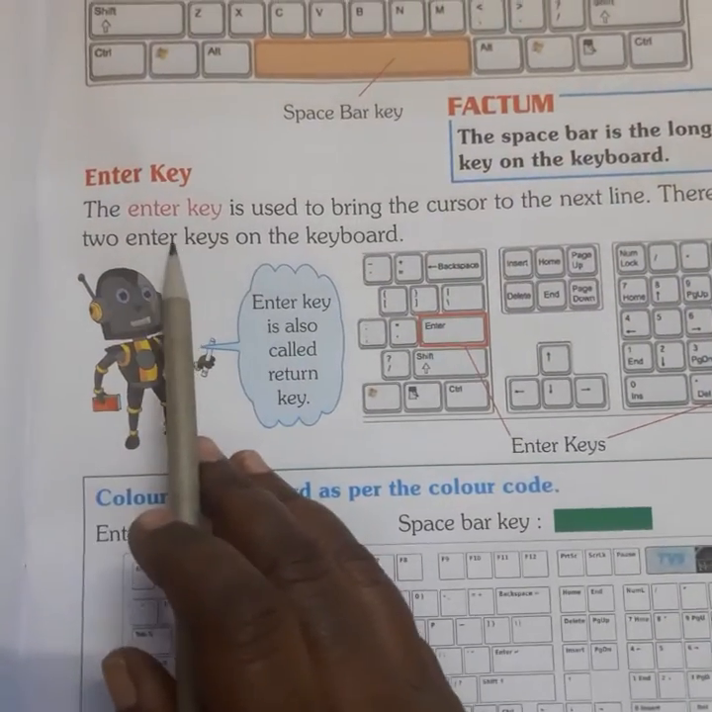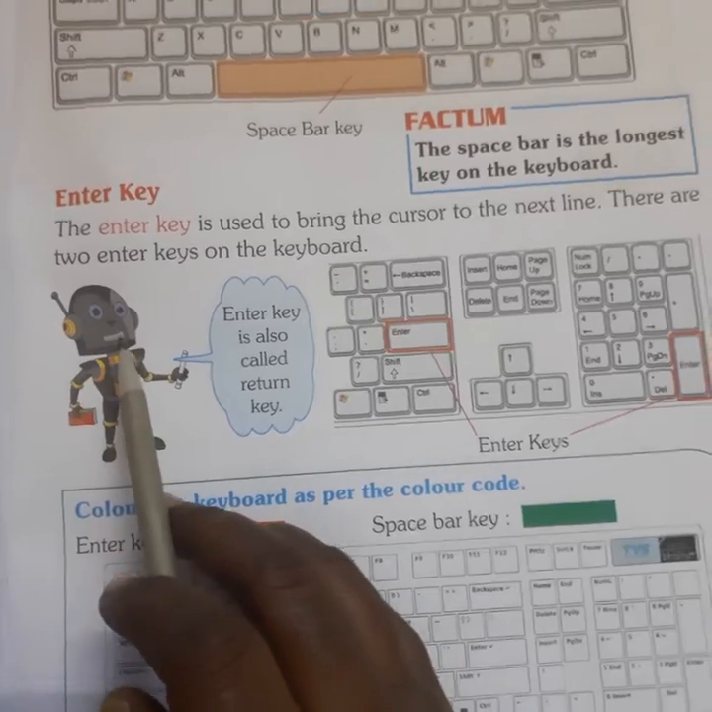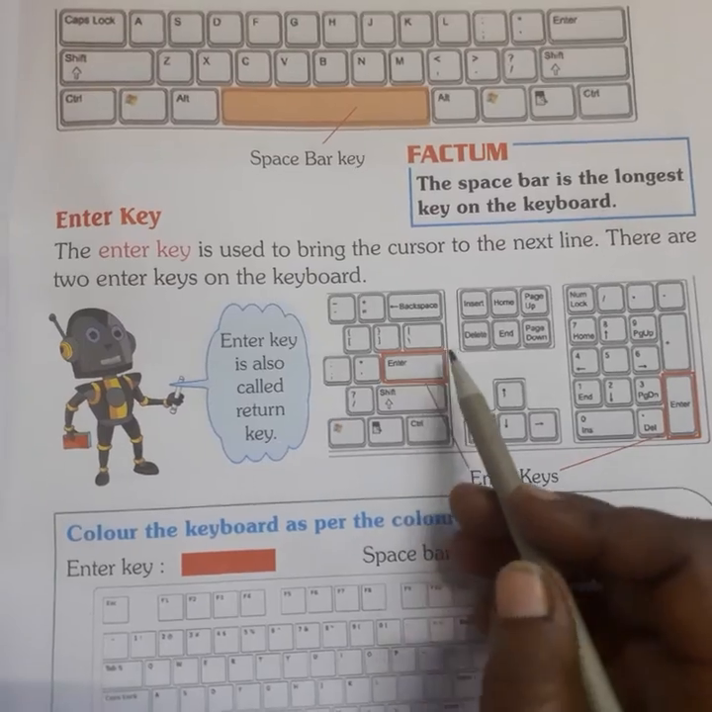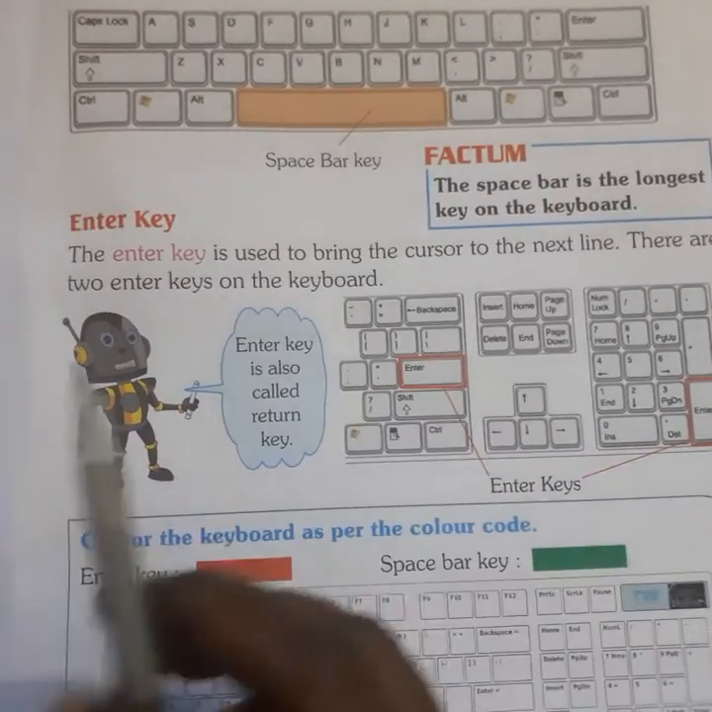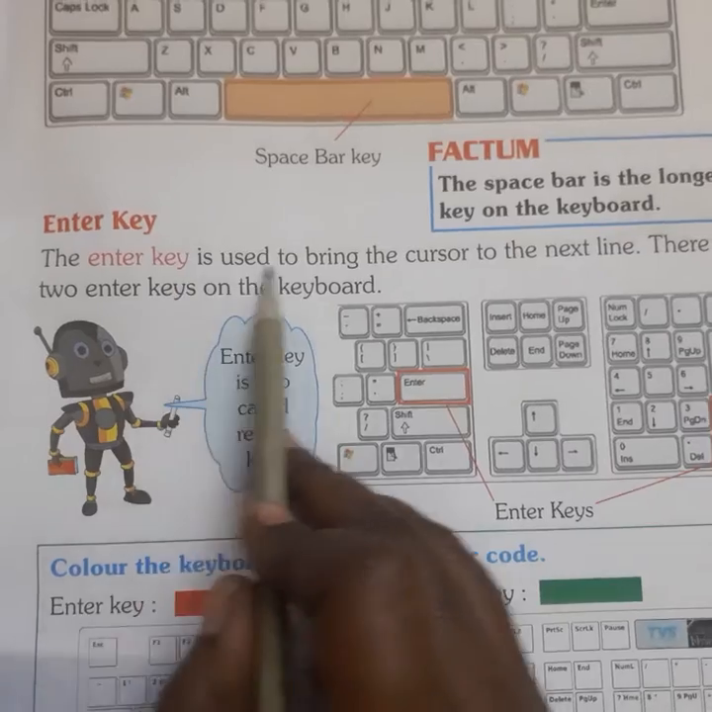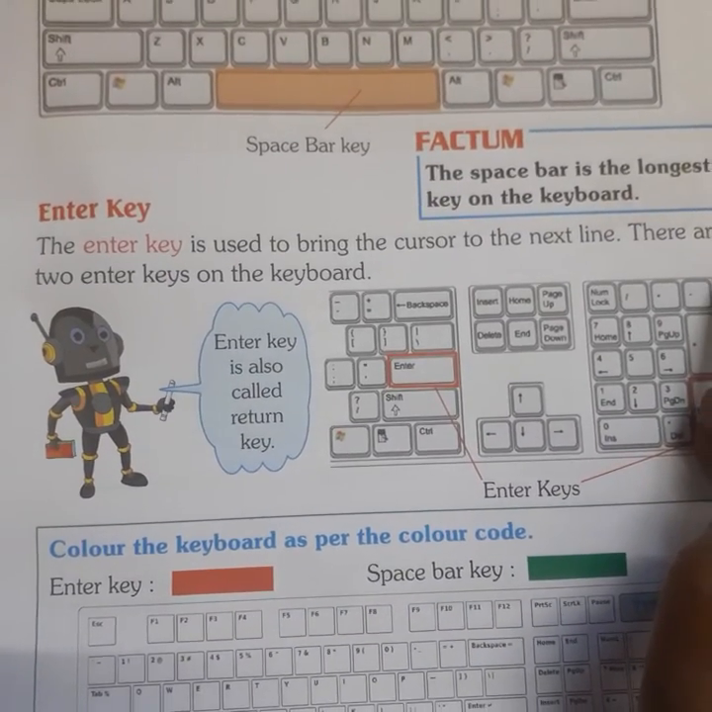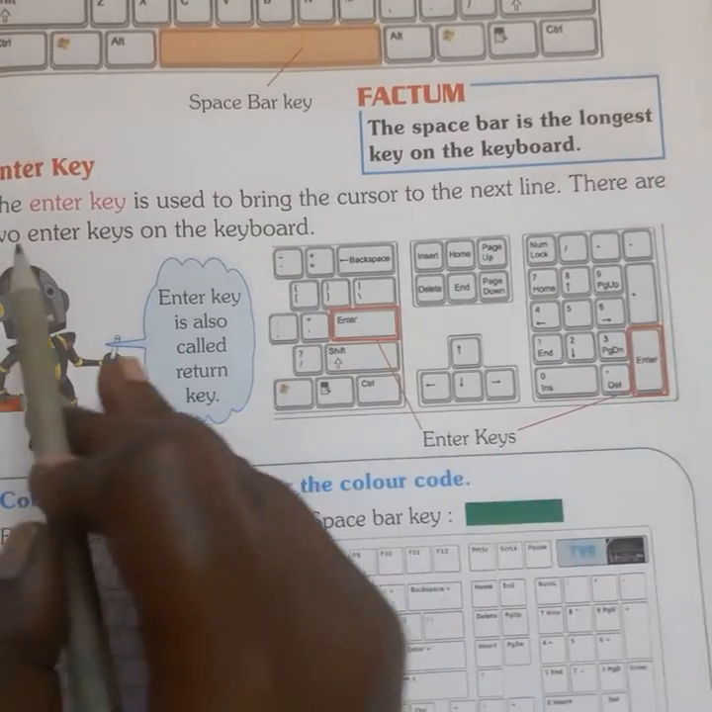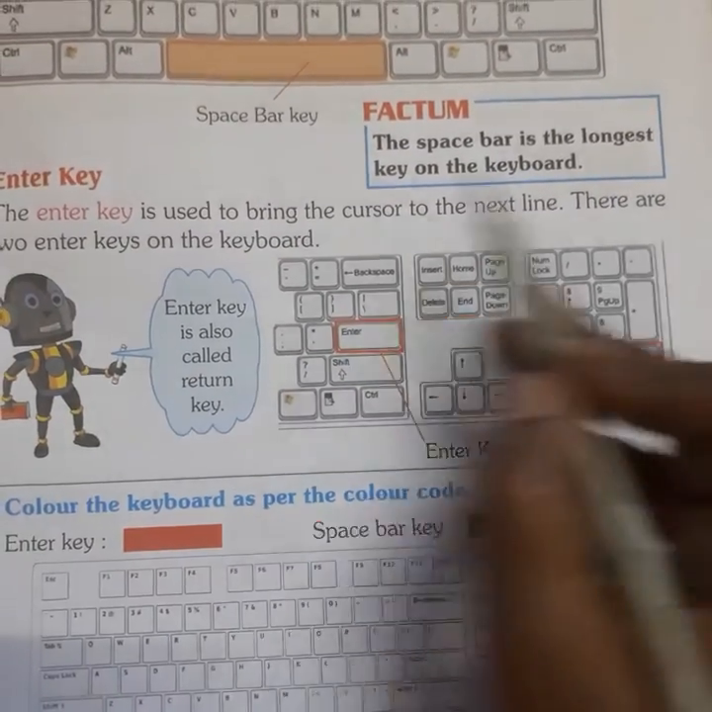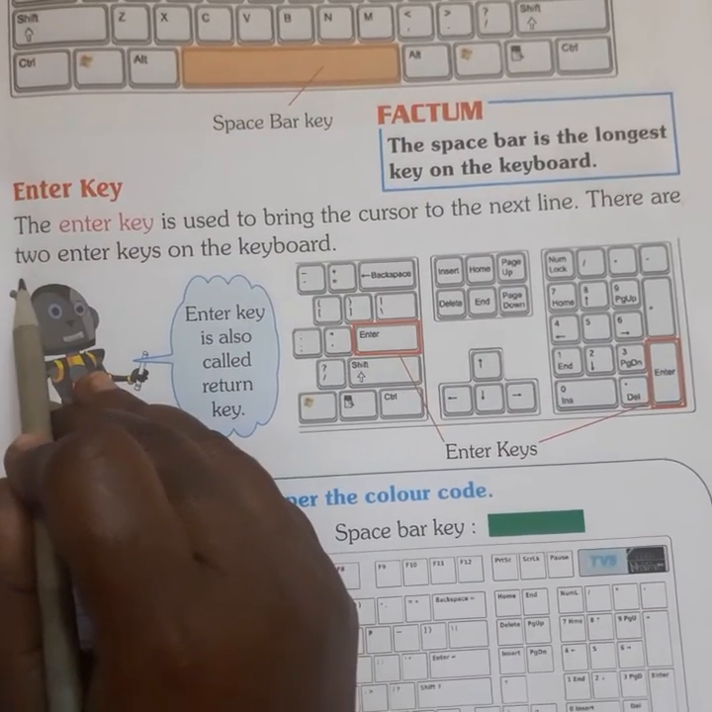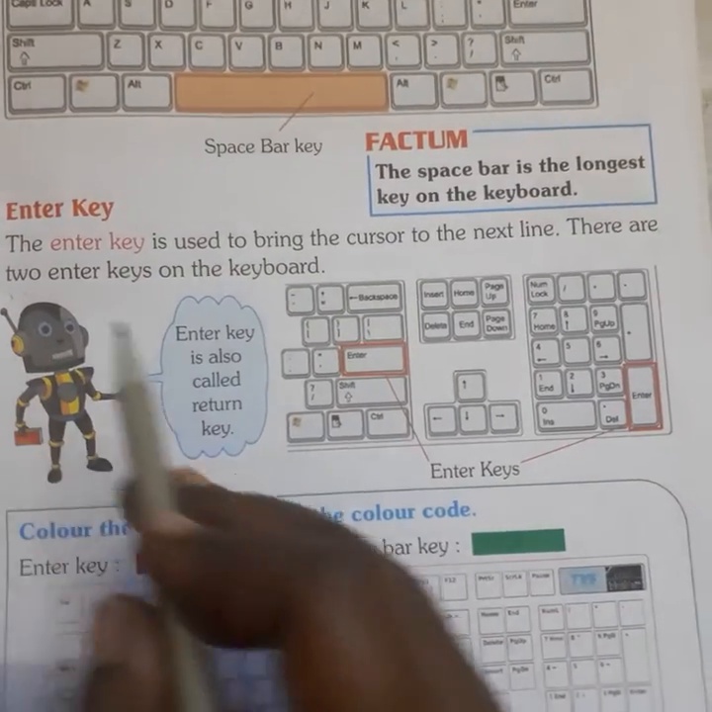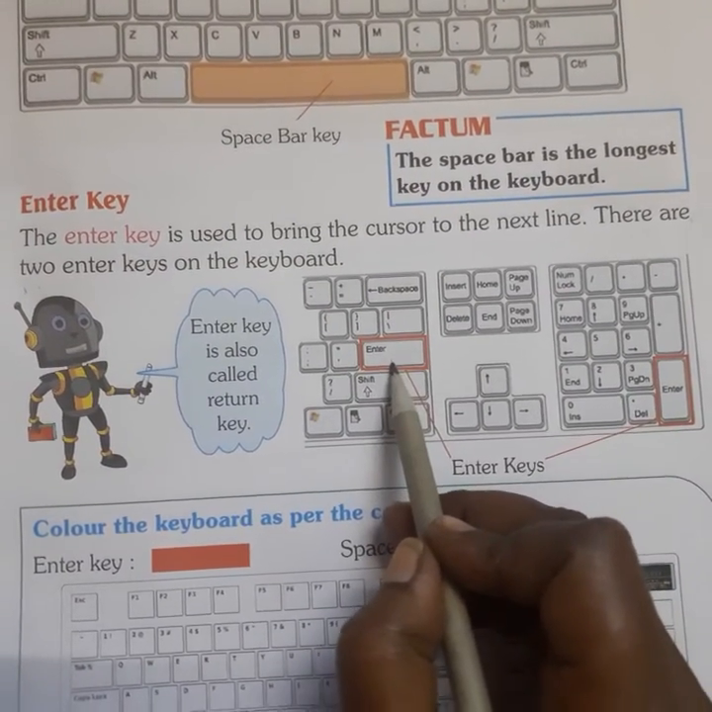Okay, next children, the enter key. What is the enter key? Children, this enter key is used to come to the next line. For example, you typed a sentence and you typed up to here. Now you have to come to the next line to type the second sentence. How will you come? To come to the next line, you press the enter key.